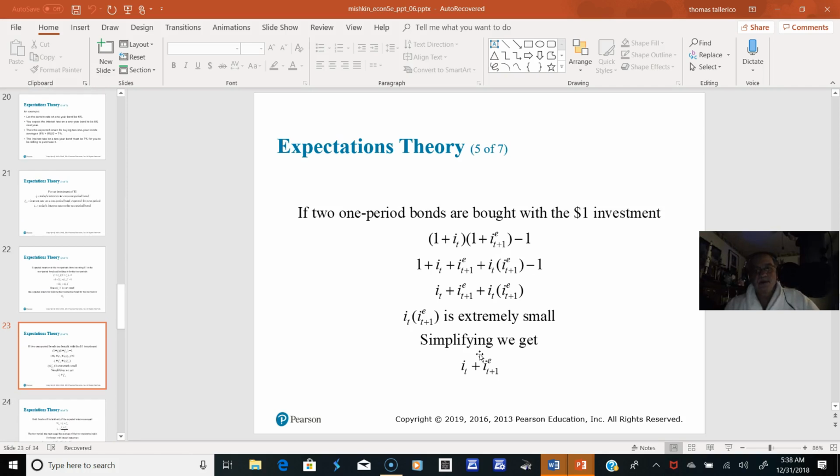Now, if 2 1-period bonds are bought with the $1 investment, we go through each year for each bond. And simplifying after we go through, we don't have to worry too much about this math, okay? So don't get bogged down on this math. I just want you to understand the concept, right? And we simplify and we get this term right here.